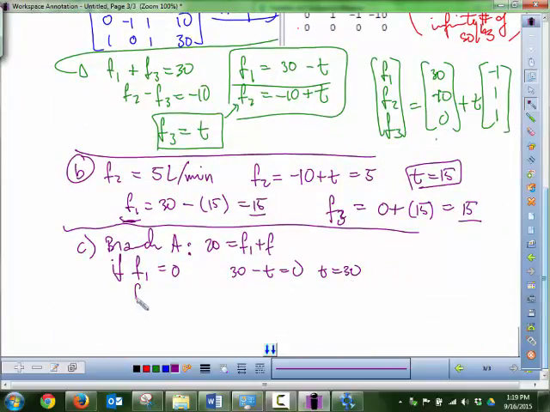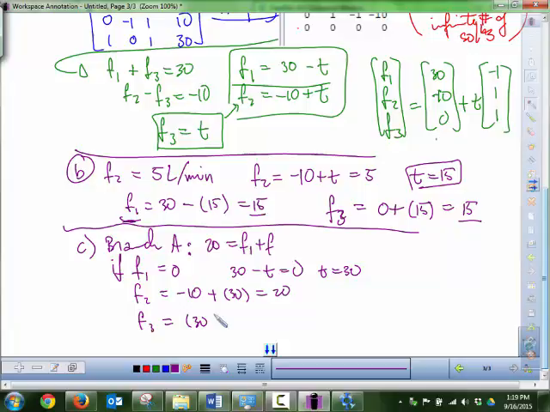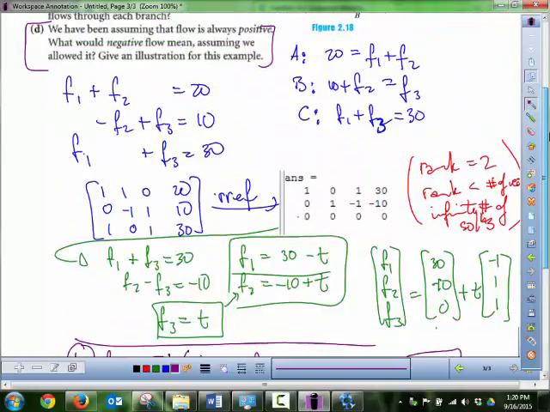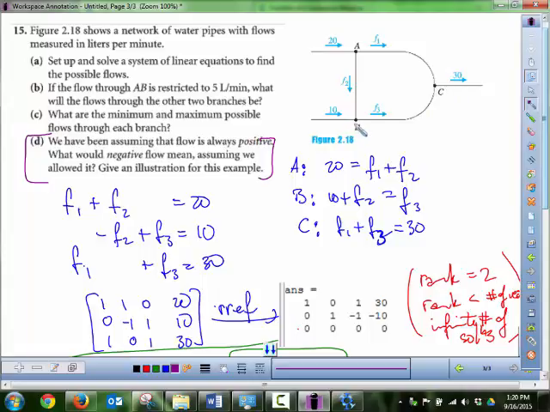So anyways, when t is equal to 30, then F2 is minus 10 plus t, which we said was 30, so that will give us 20 liters, and F3 will be 0 plus 30. So if you shut off the flow for F1, then your F2 will be at 20, and your F3 will be at 30, which means the flow here would be 30.